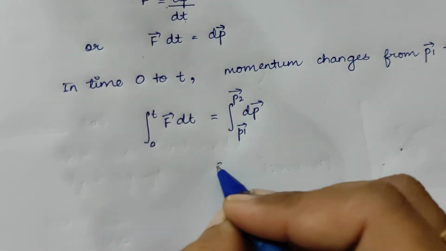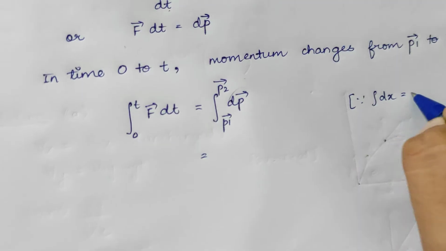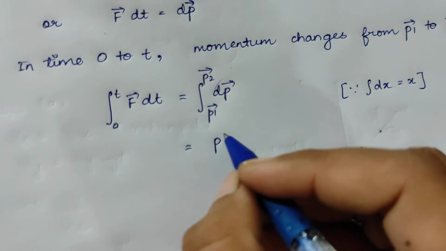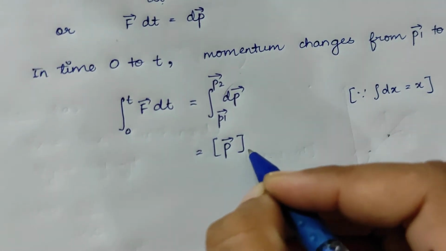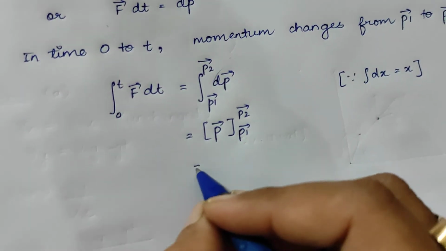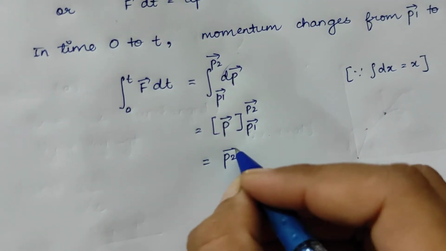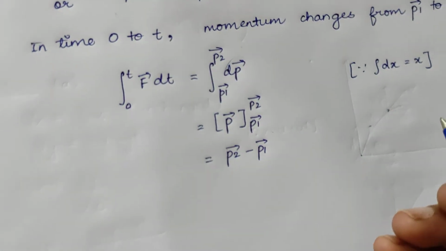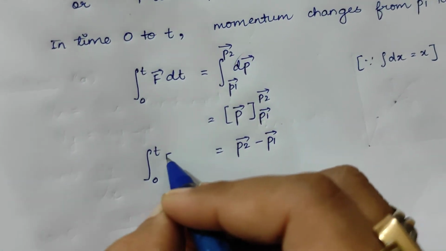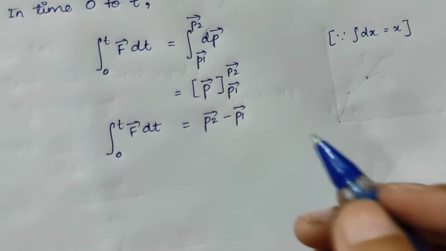Okay. Now if we integrate it, we know that the integration of dx is equal to x. So here also what will we get? We will get vector P with limits P1 to P2. Now how can we write it? We will put the limits here, so we get P2 minus P1. Okay. Now according to this, we have got the integration of F dt from 0 to t is equal to P2 minus P1.